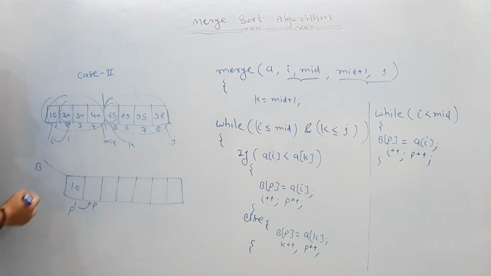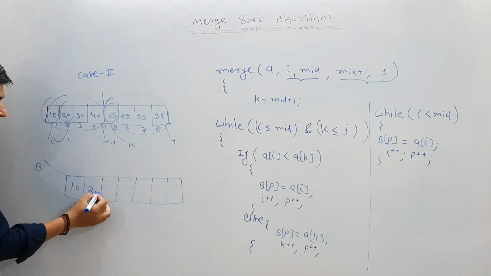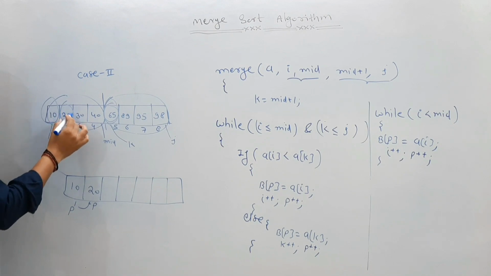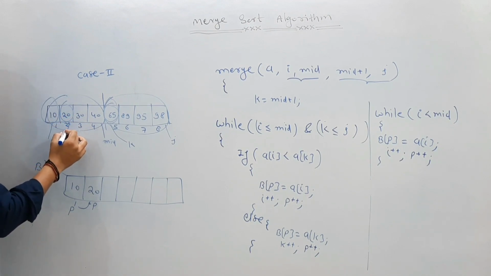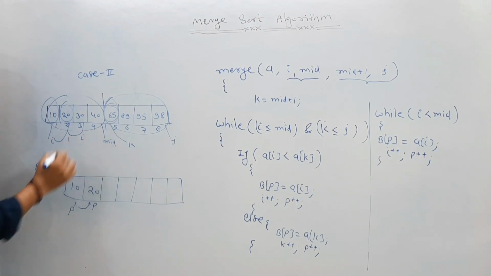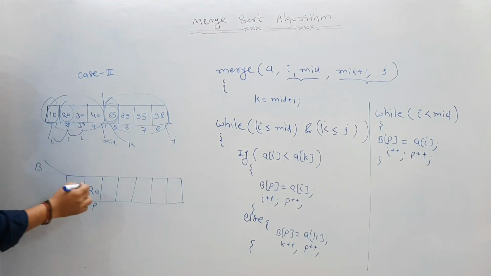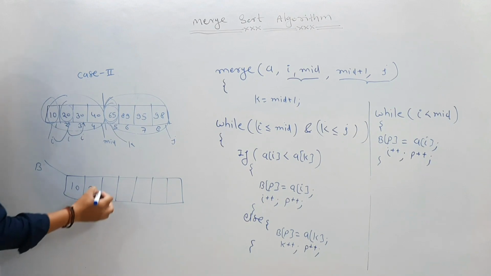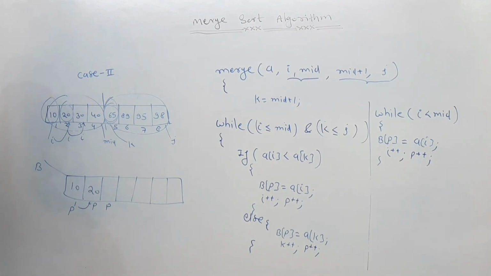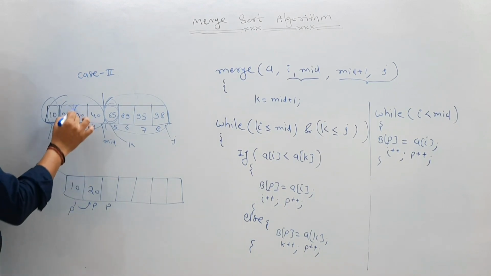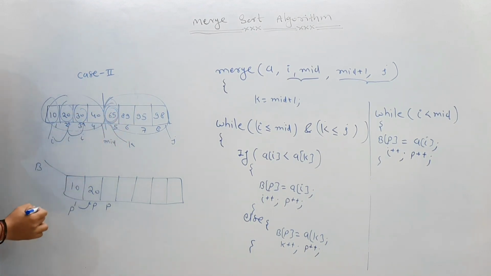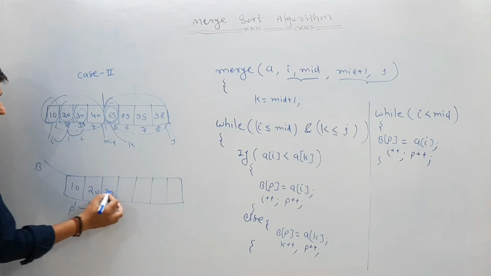Now this time which one is minimum? 20 is minimum, so 20 will be copied. Because we have already done the comparison with 20, we are going to increment the value of I. Now I is pointing to the third location, correct? Then we are going to increment P also, because in this slot we are going to store the next element. So we are going to compare 30 and 65. Which one is minimum? 30 is minimum, so we will copy 30 here.